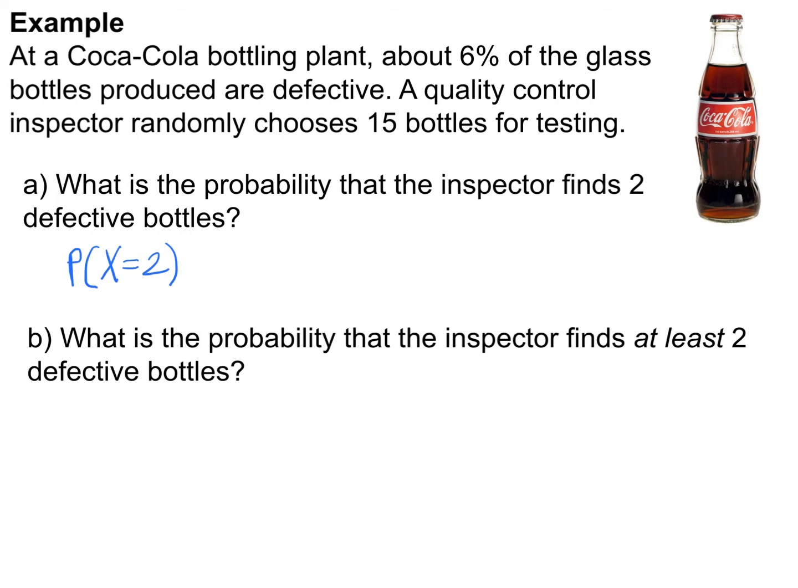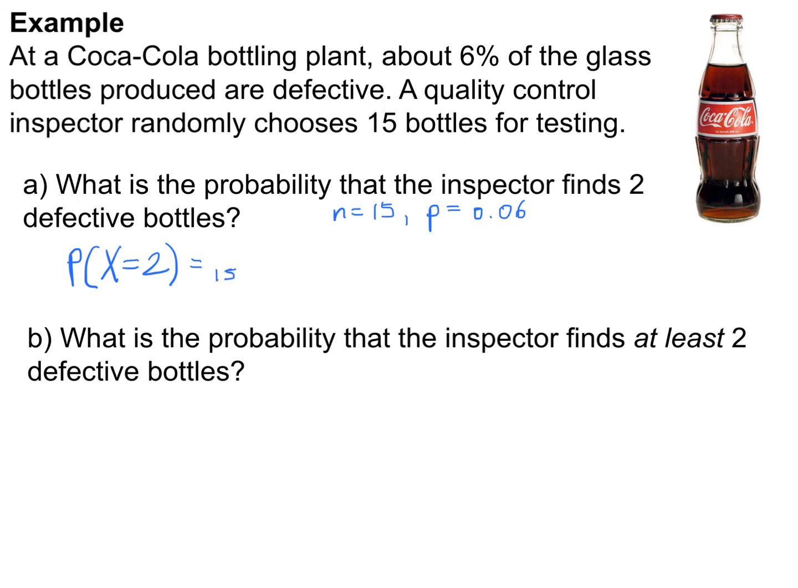Okay, so we're going to use our binomial probability formula. We need to know n, the number of trials. In this case, they're choosing 15 bottles, so that is the number of trials. And the probability of finding a defective bottle. So even though it's defective, that's what we're looking for, so that's our quote-unquote success. So the probability of getting a defective bottle would be 0.06. All right, so we can use those numbers.